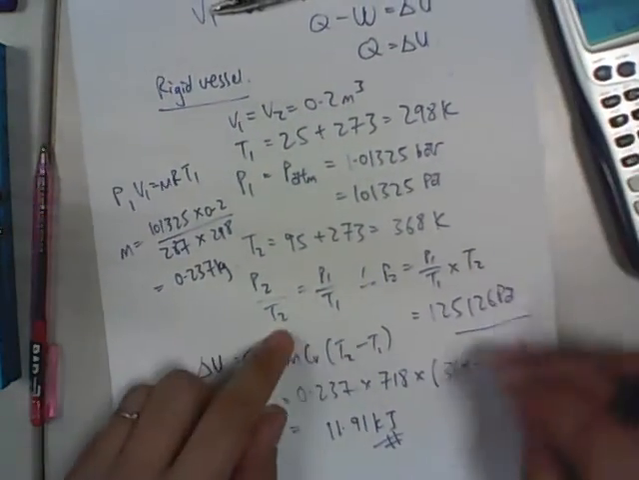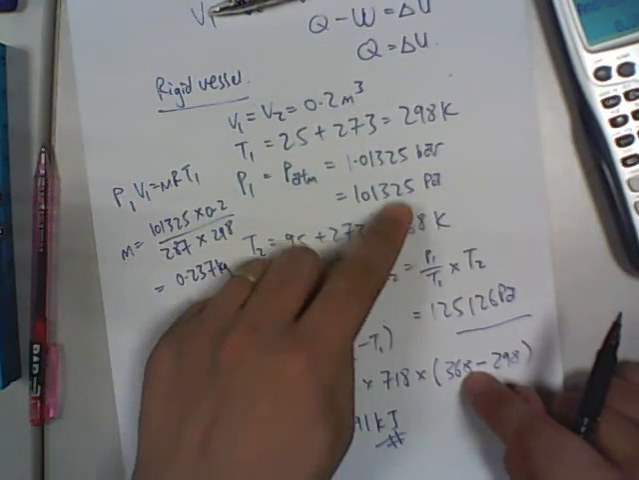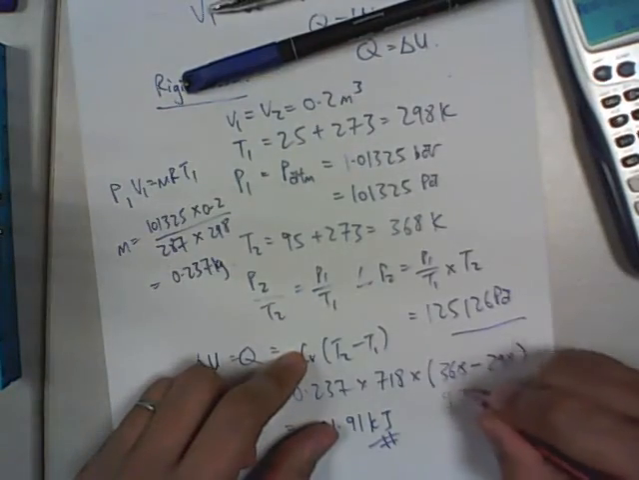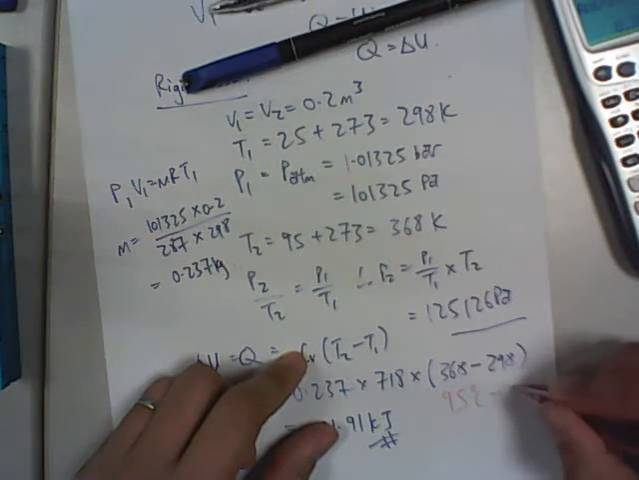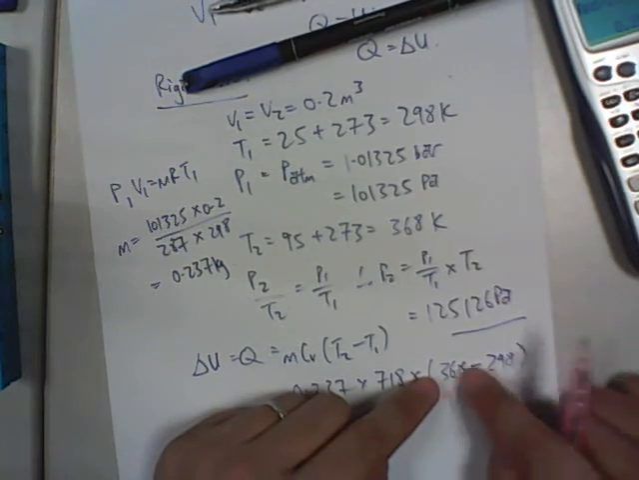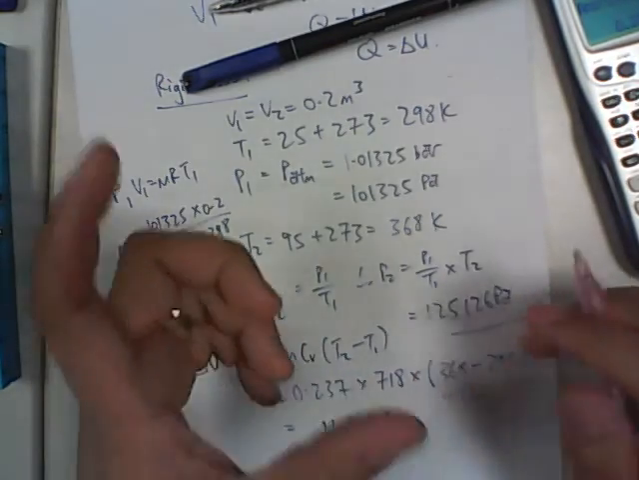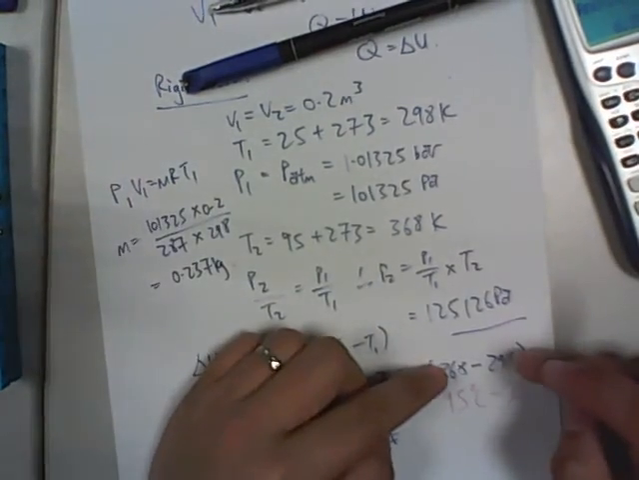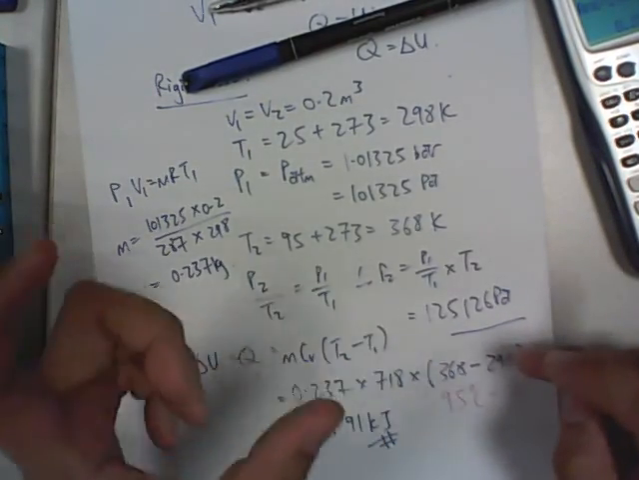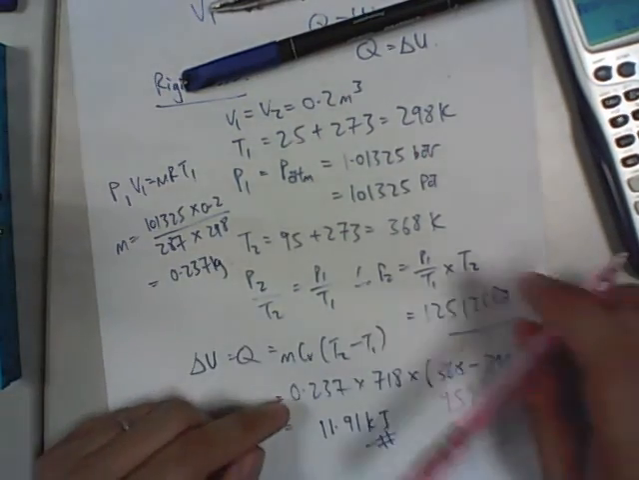Question here, you see T2 minus T1, right? I'm using it in terms of Kelvin, 368 minus 298. Some people may question, if I use 95 degrees Celsius minus 25 degrees Celsius, will it be the same? Yes, because the increase is 70 degrees here, the increase is also 70 degrees here. So when talking about delta, a change, it doesn't matter whether you're using Kelvin or degrees Celsius. You're only looking at the T2 minus T1, the difference. So it should be the same.